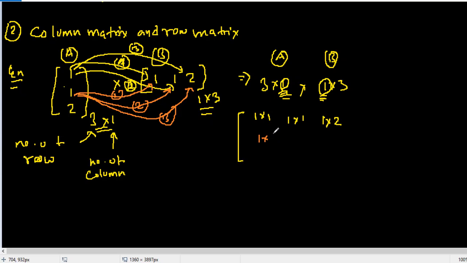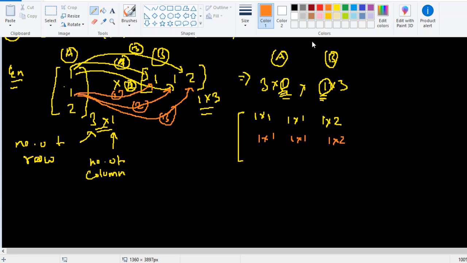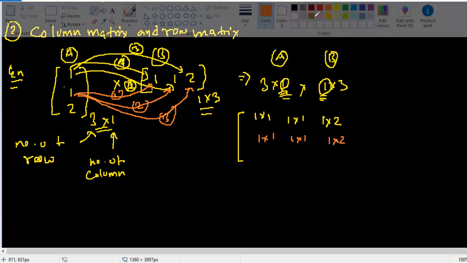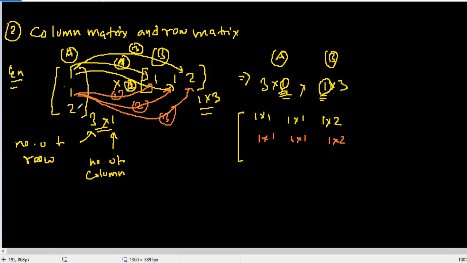It's 1 cross 1, 1 into 1, and then 1 into 1, and then 1 into 2. Okay, and the third one is also the same, so I'm going to change the color and do it again. So again we have to multiply with this one, and with this one, and with this one. Clear? So it becomes 2 into 1, and this one becomes 2 into 1, and this one becomes 2 into 2.